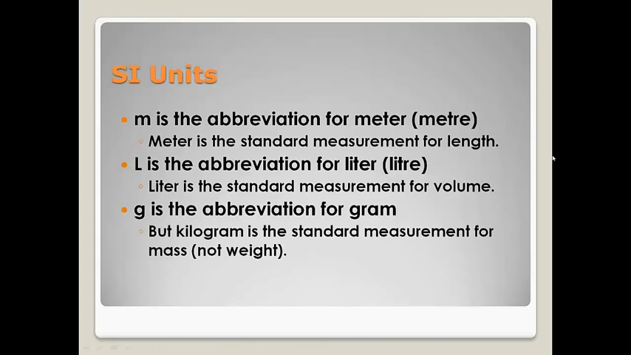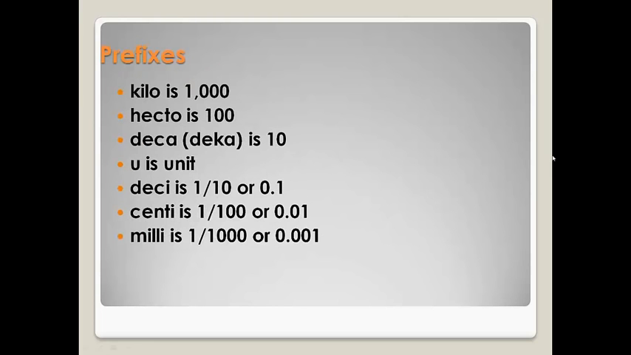However, kilogram is the standard measure for mass, not the gram. Gram is simply the base word. Kilogram is a measure for mass, not for weight. There's a difference. And in the metric system, we specify mass probably more frequently than we specify weight.